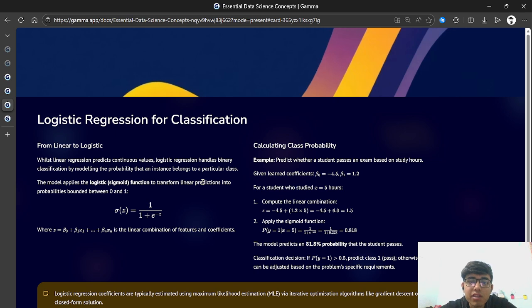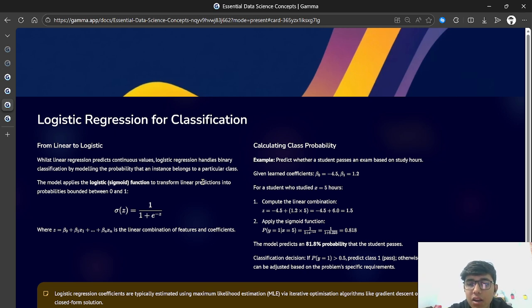So logistic regression is a statistical method used for binary classification problems, when the output variable has two possible classes such as pass or fail, yes or no, or 1 or 0. Unlike linear regression, which predicts continuous values, logistic regression predicts the probability that a given input belongs to a particular class. To achieve this, we first compute the linear combination of the input features, that is, z is given by beta naught plus beta 1 x1 plus beta 2 x2, and so on till beta n xn.